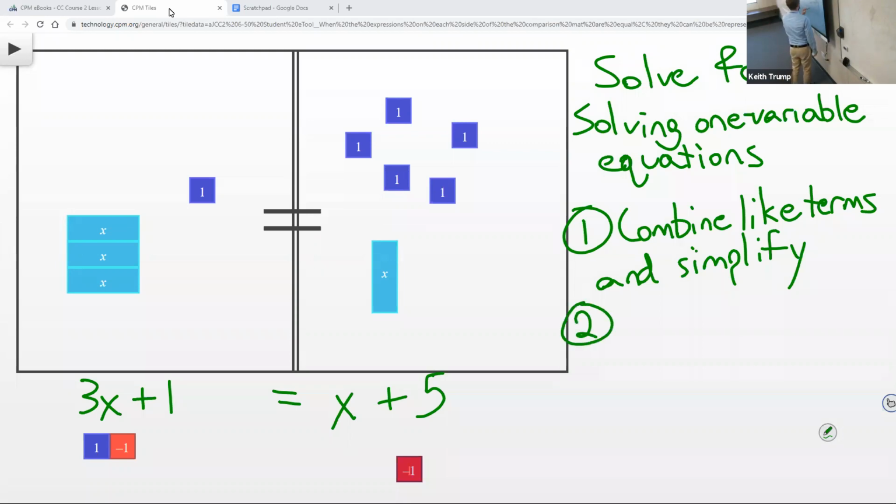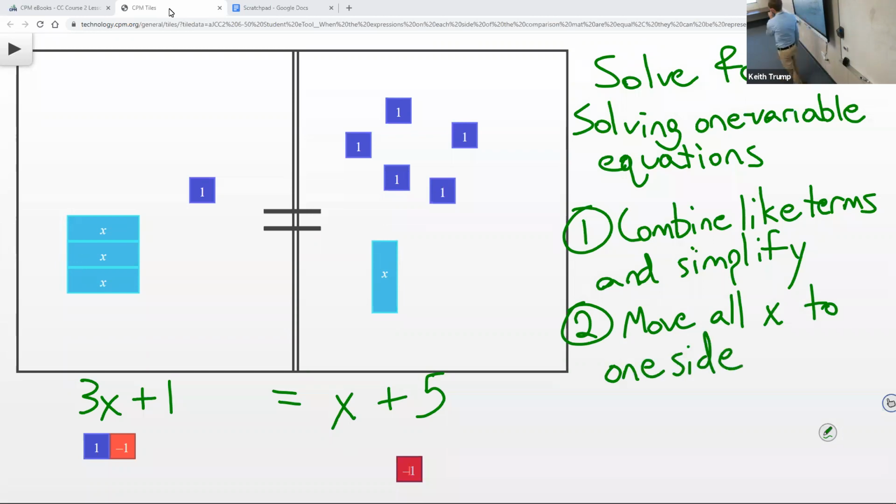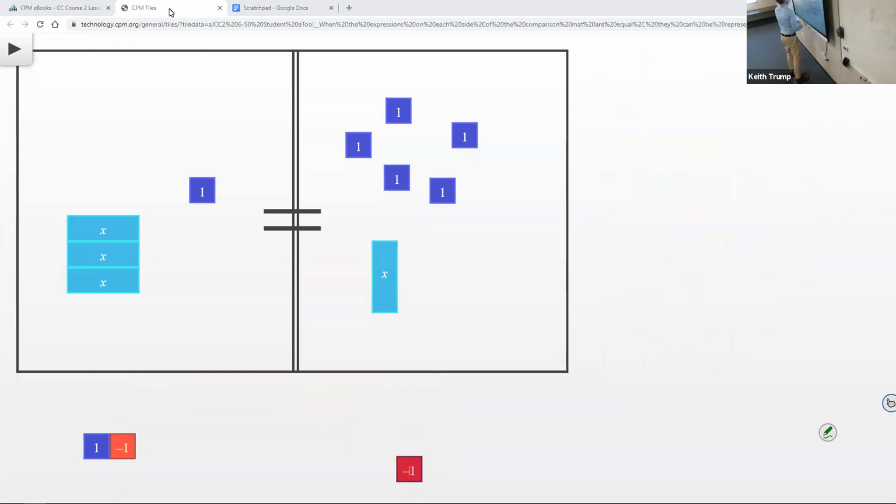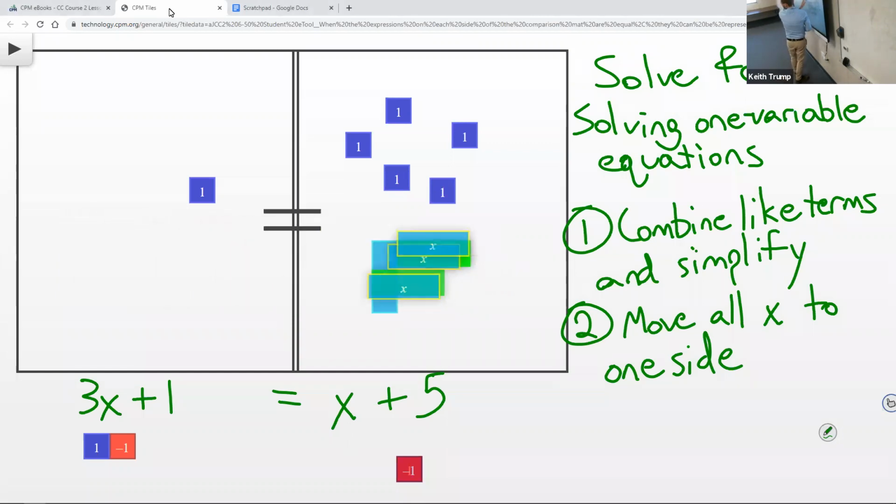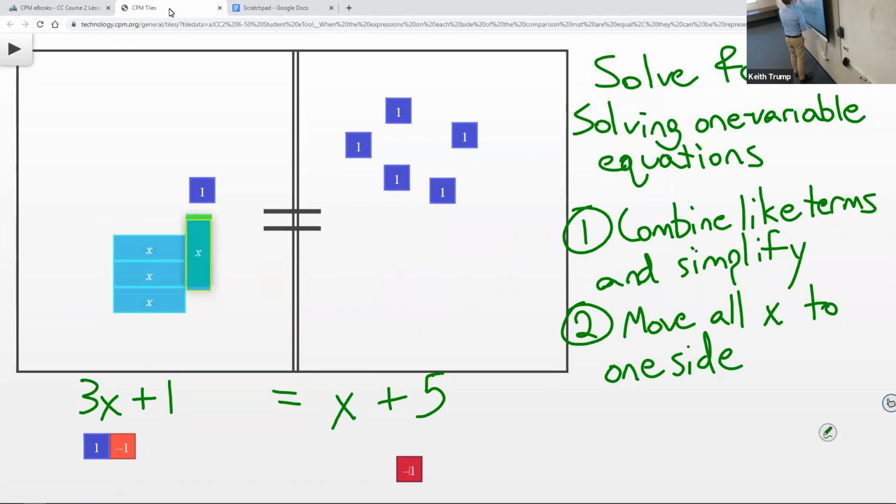Let's take a look at step 2. Step 2 is to move all x values to one side. Move all x's to one side. Now, the cool thing about solving for x is that it doesn't matter which side you pick. You could move them all to the left, you could move them all to the right, but you need to move all of them to one side, okay? They can't be on separate sides. So we need to somehow either move these 3 over here, or we need to move this one over there.